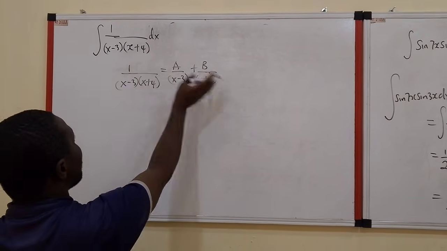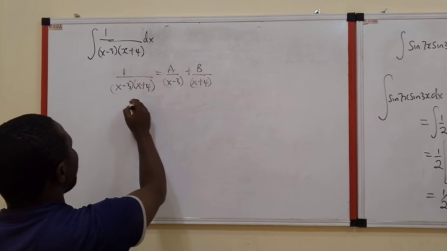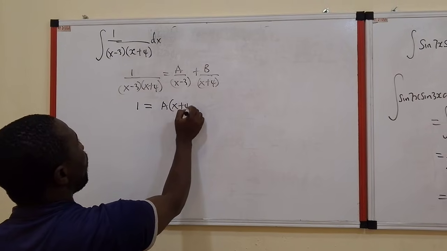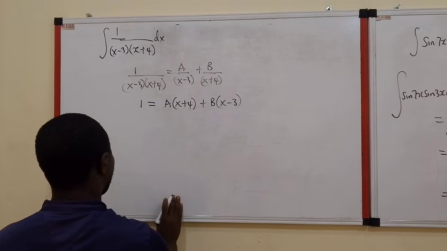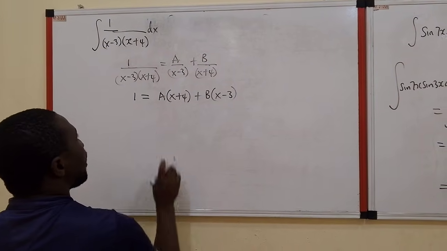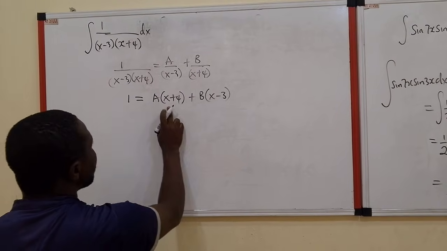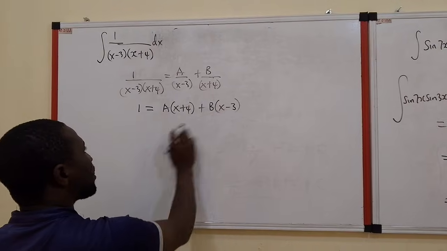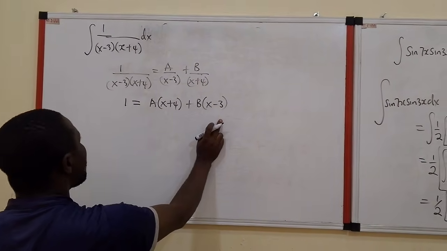How do we do that? Let's multiply everything by x minus 3, x plus 4. If you do that, this is what you are going to get. 1 is equal to a into x plus 4 plus b into x minus 3. After this, you will see by cover-out rule, let x equal to 3. I want to get a first.